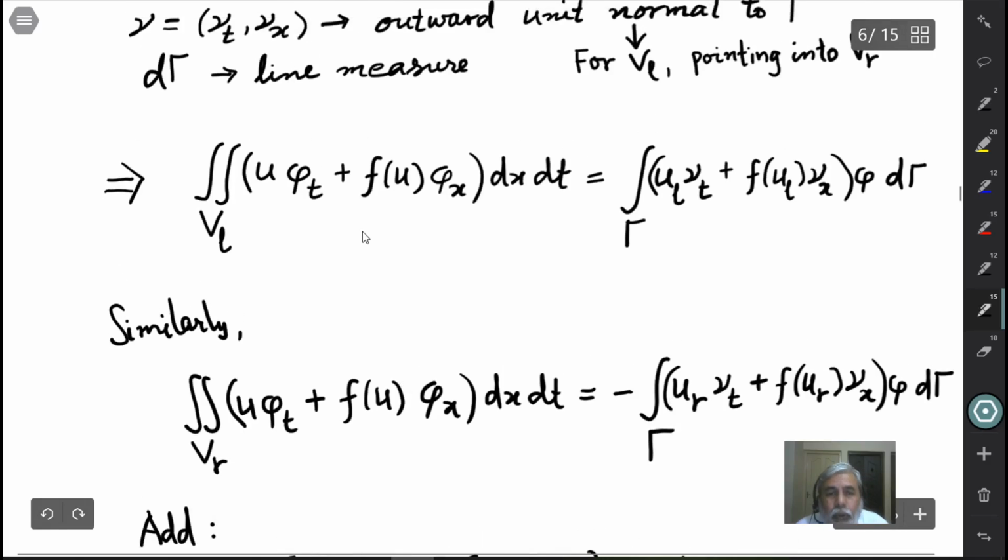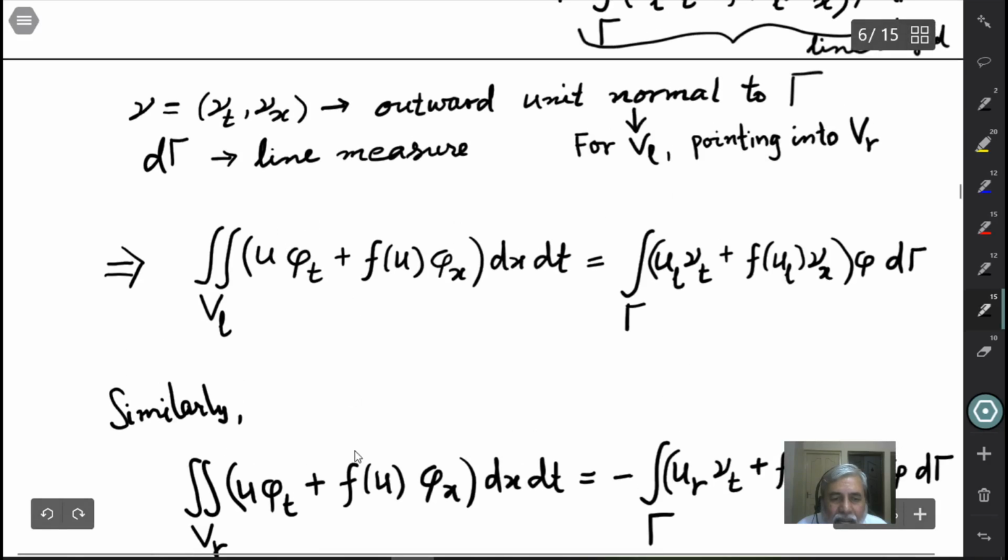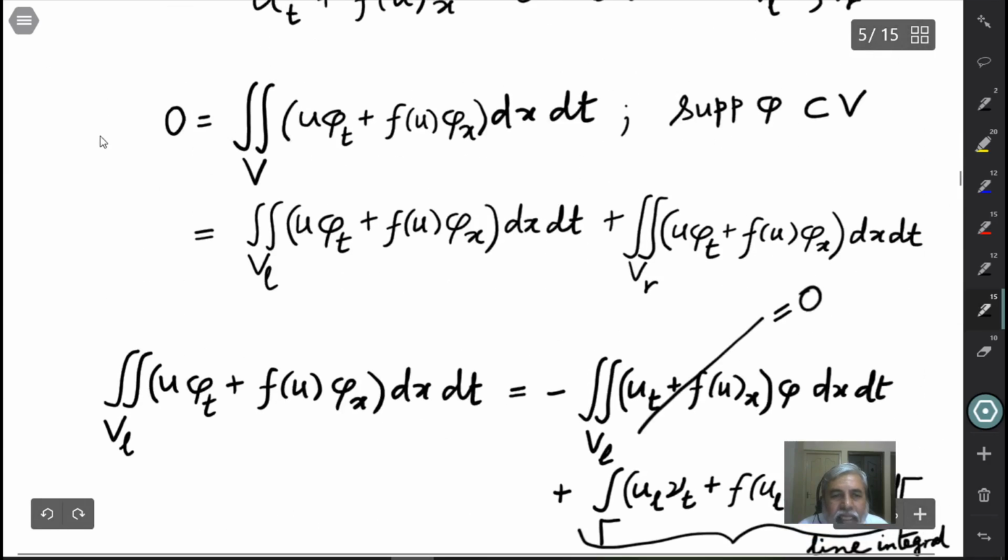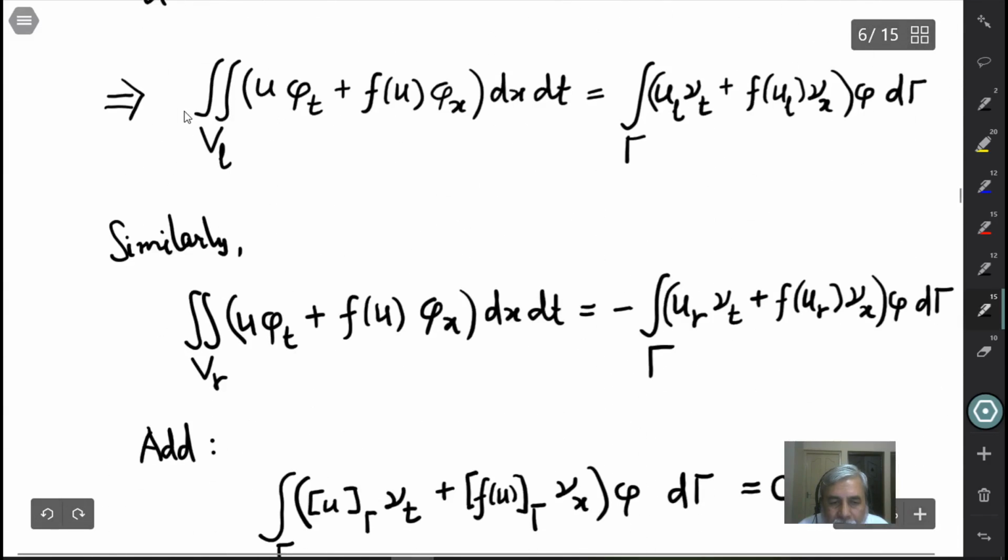Okay, and now you add these two relations. So this integral over V_L plus integral over V_R is equal to this line integral over gamma and this line integral over gamma. But the left hand side, if we add integral over V_L and V_R, that is 0. Okay, that's how we started with this. Sum of these two integrals is 0. So we get this, [U_L minus U_R] nu_t, [F(U_L) minus F(U_R)] nu_x, the whole multiplied by that test function phi is 0.